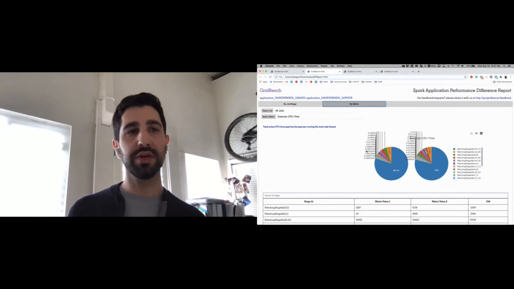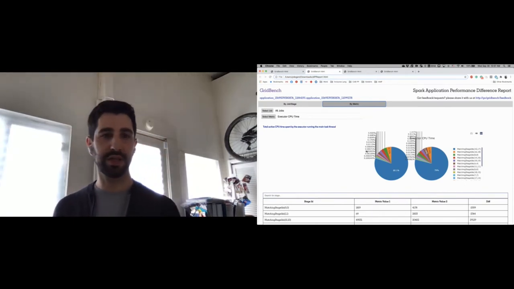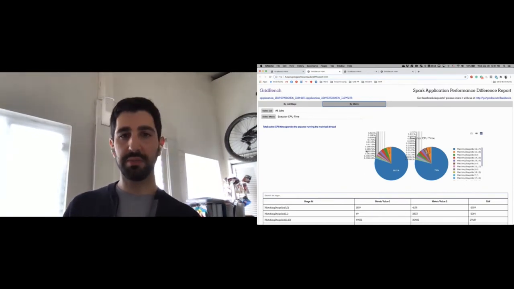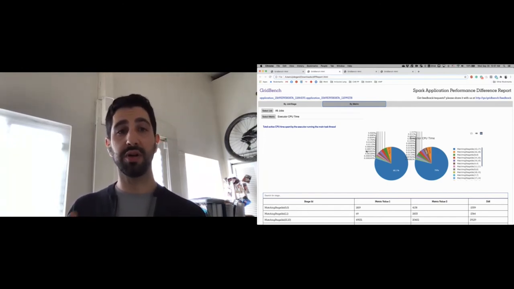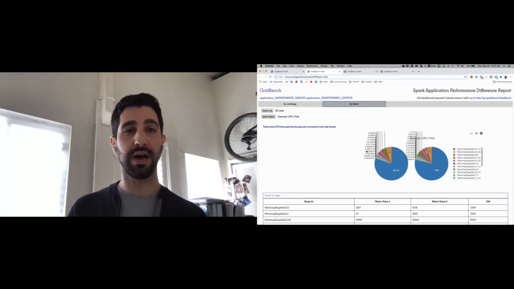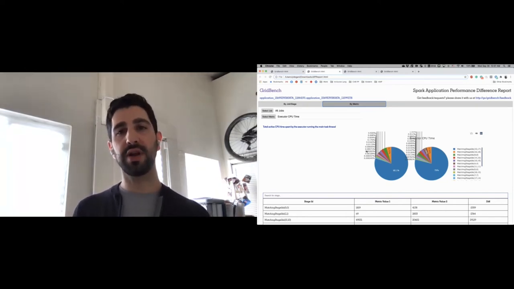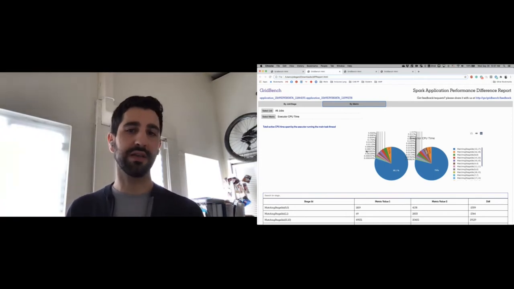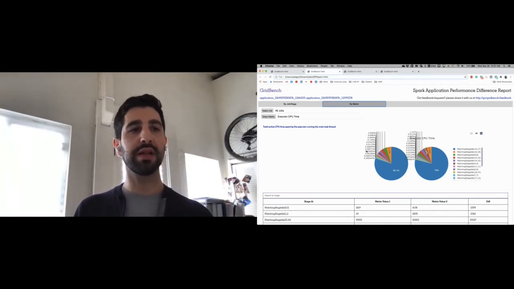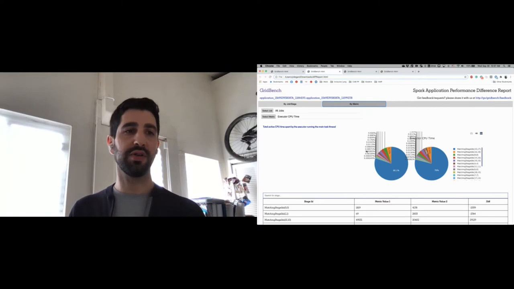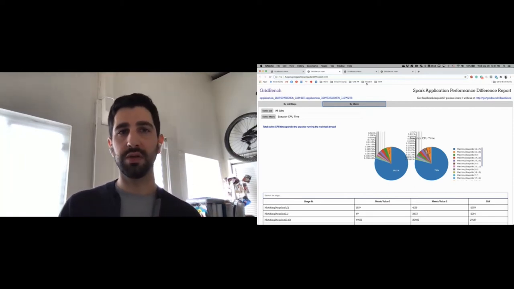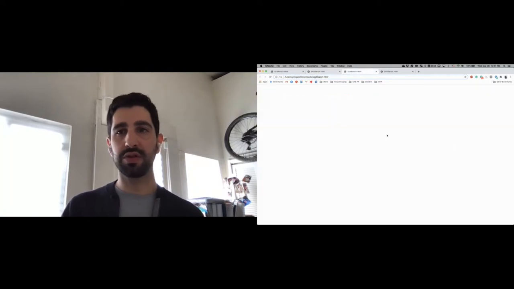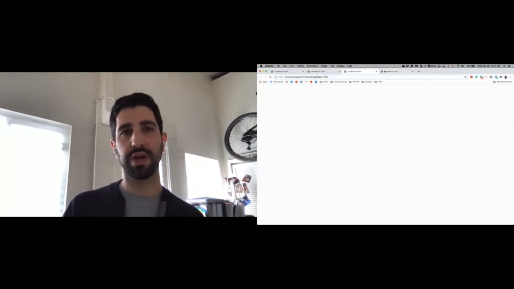So the way that we do it is we take the two applications and we analyze the DAG so that we can match jobs and stages, so we can actually compare on a per stage basis. This enables us to dive in deeper across different applications if they match in their DAGs. If they do not match, it will not allow you to see the per job or per stage analysis, only the global. So let's browse through to the third type of report that we have.